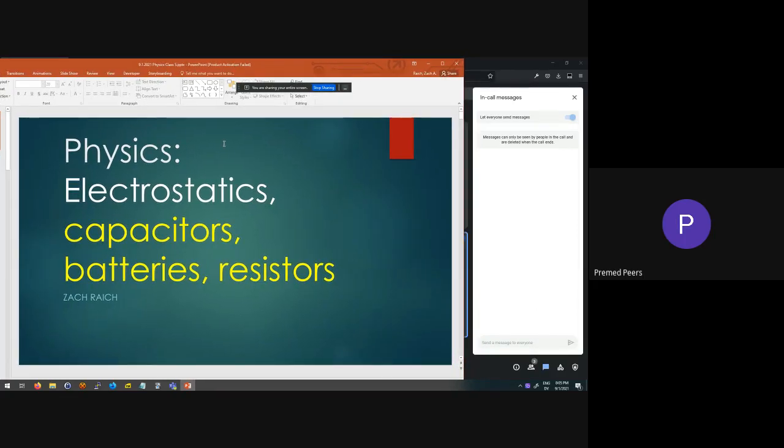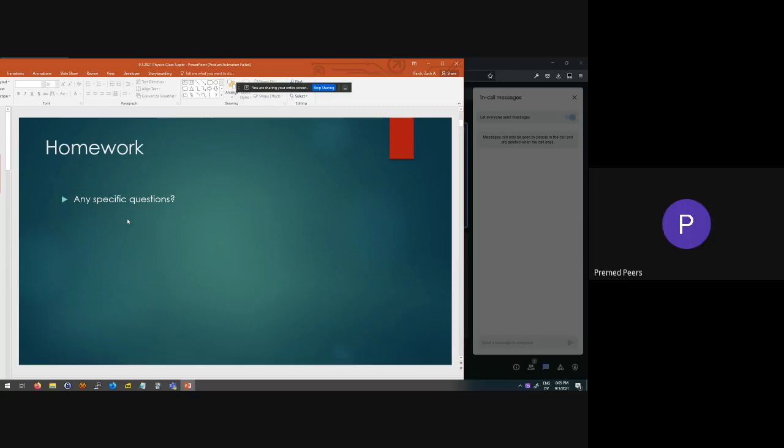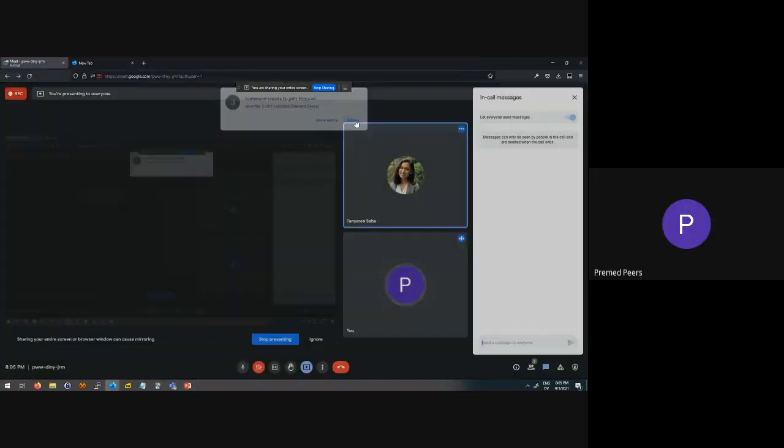So yeah, this is physics continuing from last week with electricity and magnetism. Last time, session 4 was electrostatics. Now we're looking at capacitors, batteries, and resistors. Do you have any questions about the homework or the content before we start, or do you just want to wait until we go into that? No questions. Okay.